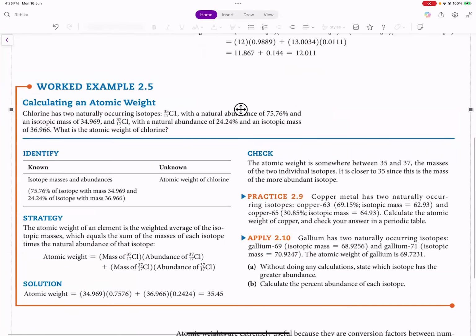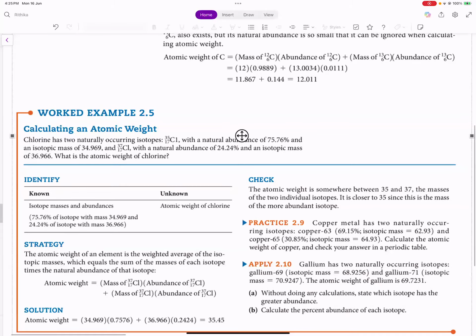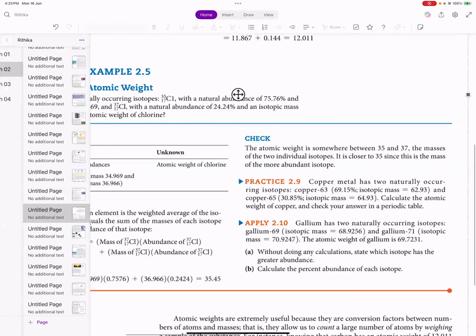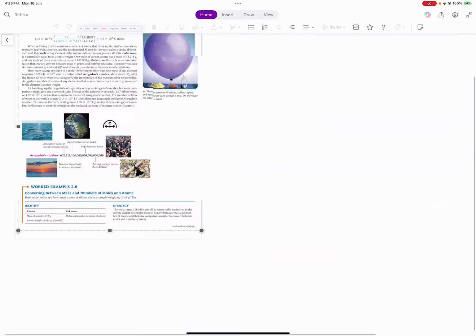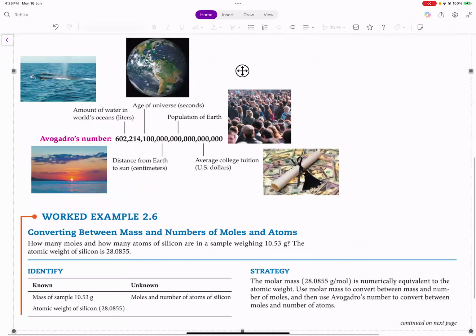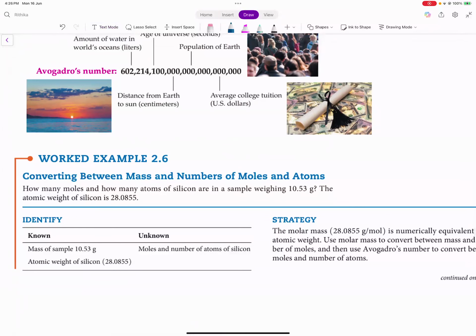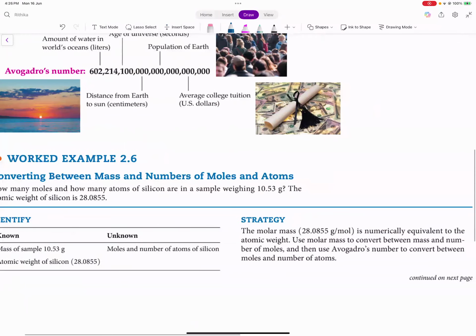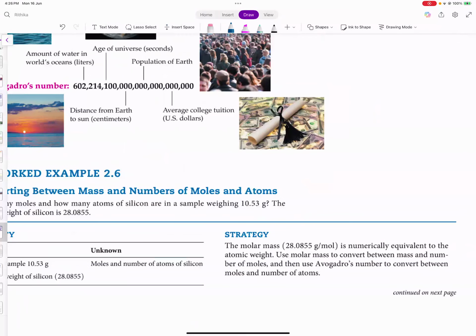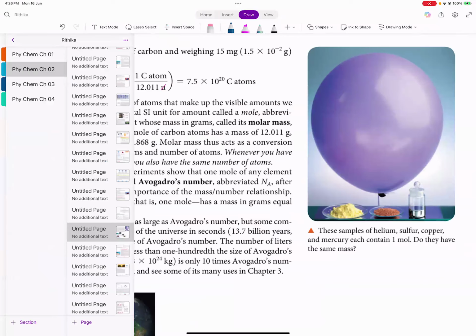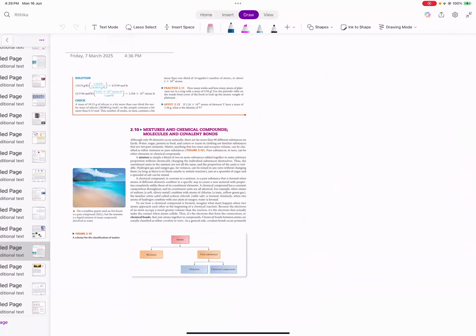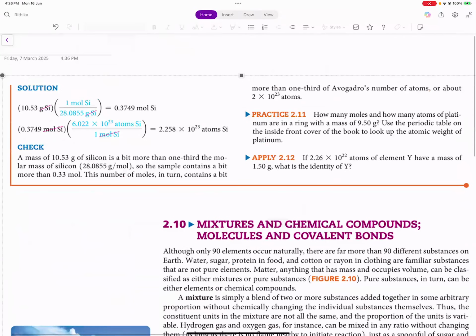See, here they are converting between mass and numbers of moles and atoms. How many moles and how many atoms of silicon are in a sample weighing 21? Now see how they have done it. Mass of sample is given, atomic weight of silicon is known. So molar mass 28 is numerically equal to atomic weight. And then they have explained very nicely. So you just go through this and see how they have calculated this mole.